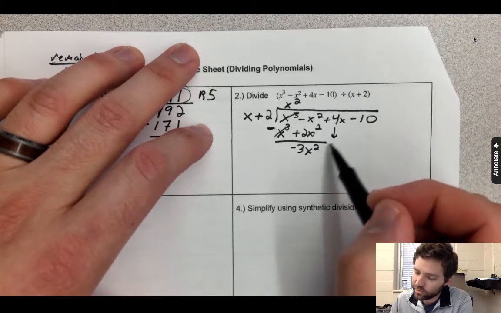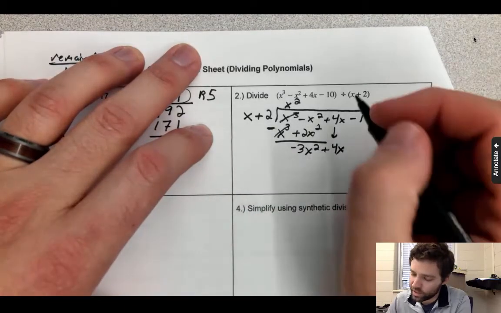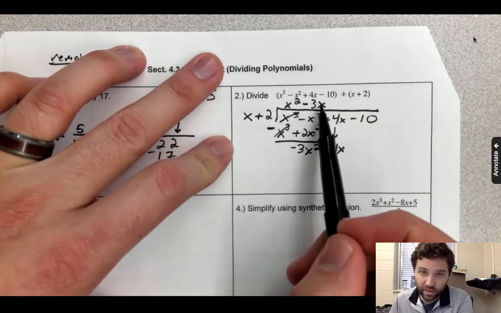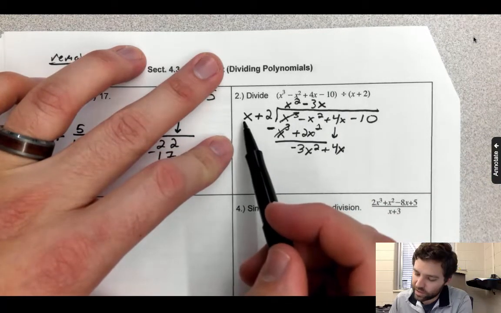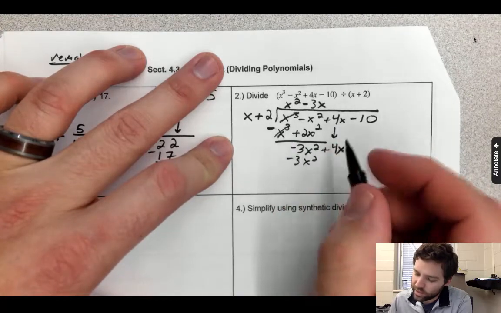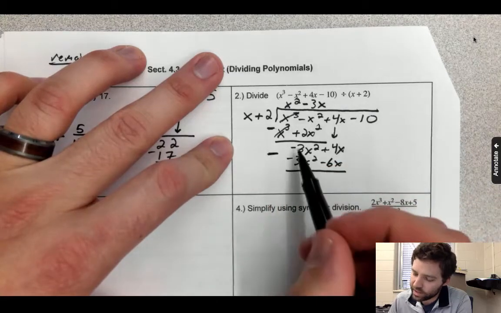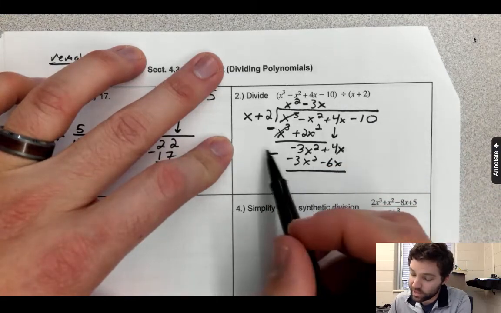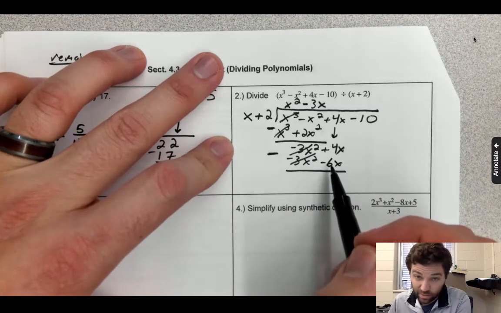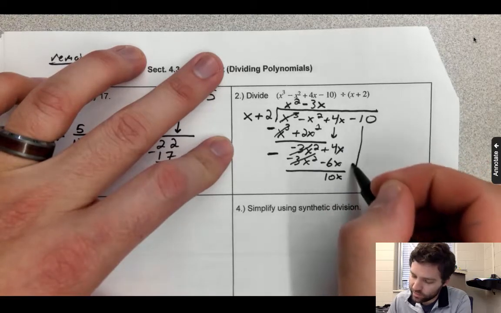Bring down the 4x. Ask myself, what do I multiply x by to get negative 3x squared? It's negative 3x. And then I'm going to multiply everything by negative 3x. So negative 3x times x is negative 3x squared. Negative 3x times 2 is minus 6x. And then I'm going to subtract. Negative 3x squared minus negative 3x squared is 0, so those are gone. 4x minus a negative 6x, that's plus 6x. So it's going to be 10x. Bring down the negative 10.